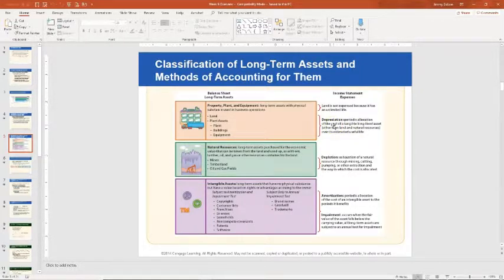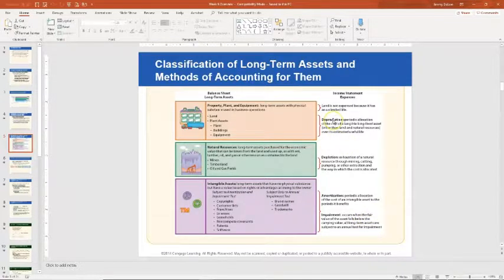But here's an example of how you might account for and see these assets on the balance sheet as well as on the P&L or the income statement. And so you can see there's different ways you would classify and understand and use the balance sheet to track long-term assets for natural resources versus intangible assets and what they would look like on the P&L.